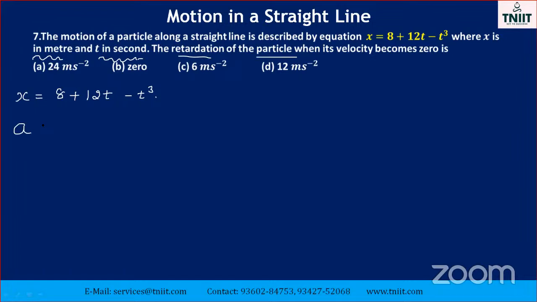Retardation means you have to find the acceleration, but you should get a negative value. Negative acceleration is called the retardation. And velocity becomes what? 0.